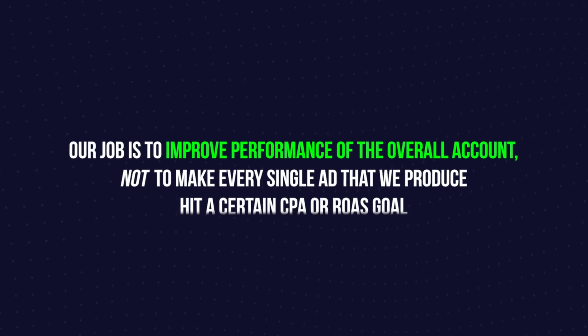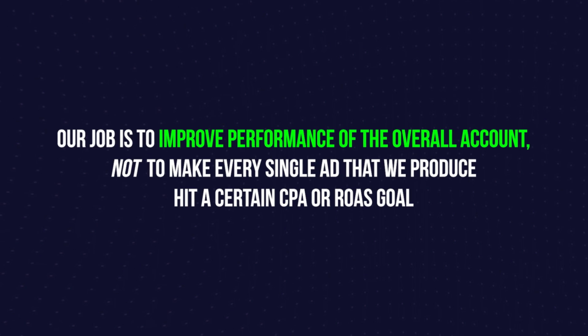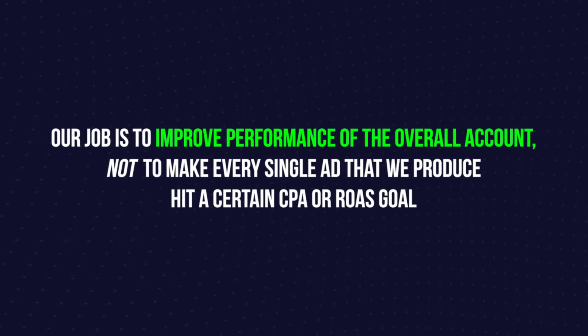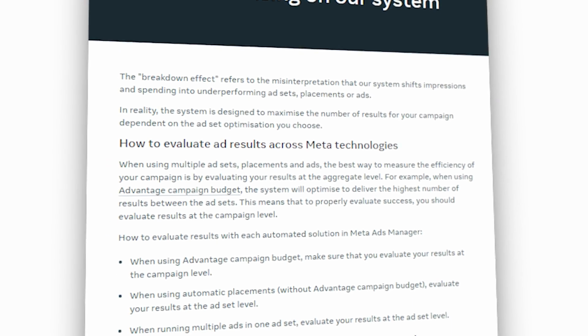It is difficult as a marketer to look at something that is spending inefficiently and decide not to turn it off. But remember, our job is to improve the performance of the overall account, not to make every single ad that we produce hit a certain CPA or ROAS goal. If you want to find out more about that, Google the breakdown effect and read up on it because that will give you some more context.